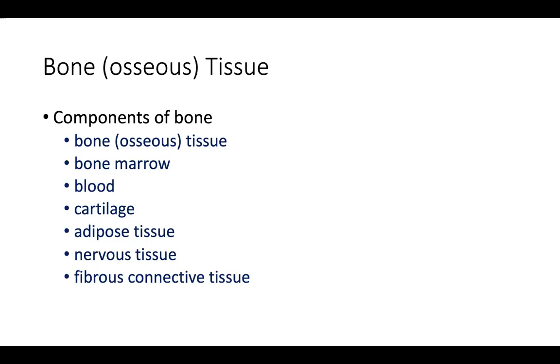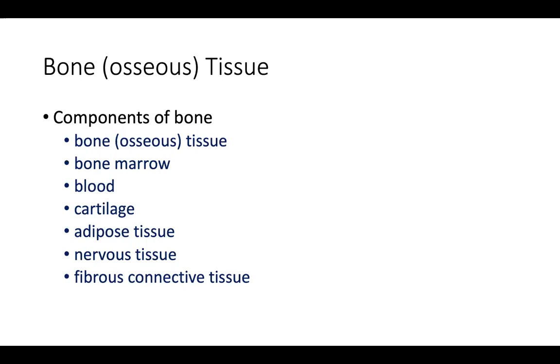There's blood, so capillaries enter into your bone tissue. There's cartilage on certain ends of your bones. There's adipose or fatty connective tissue. That kind of helps with shock absorption. You have nerves running into your bones. So nervous tissue along with those blood vessels are actually running through your bones. And then fibrous connective tissue, so just general connective tissue associated with a bone.